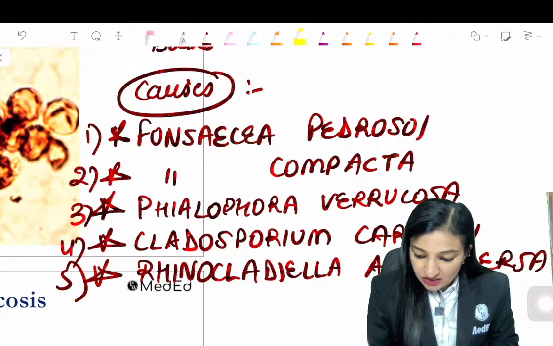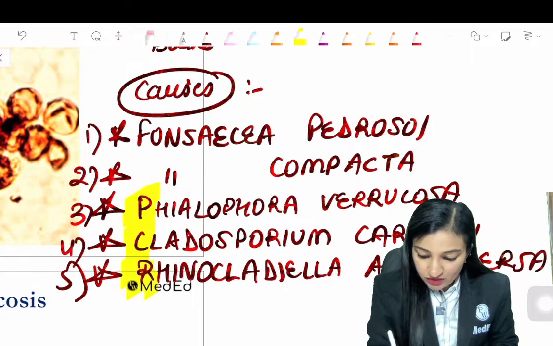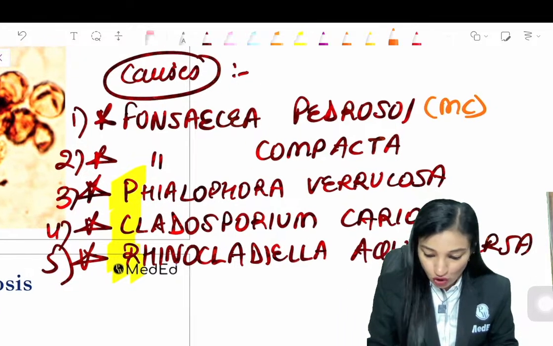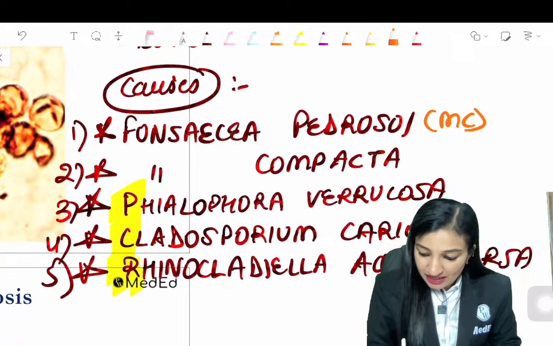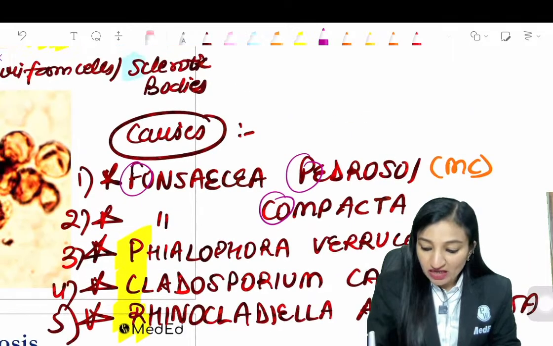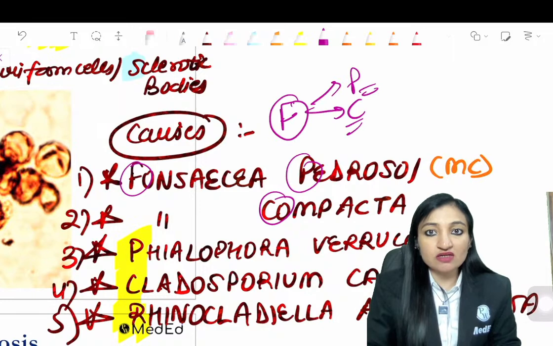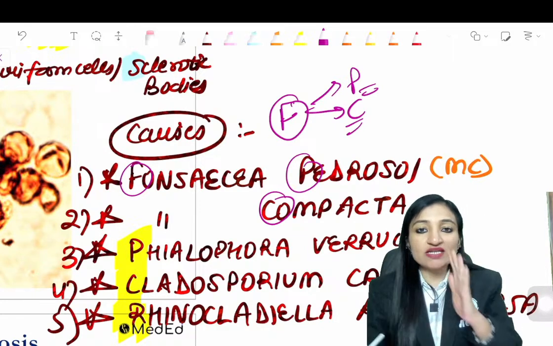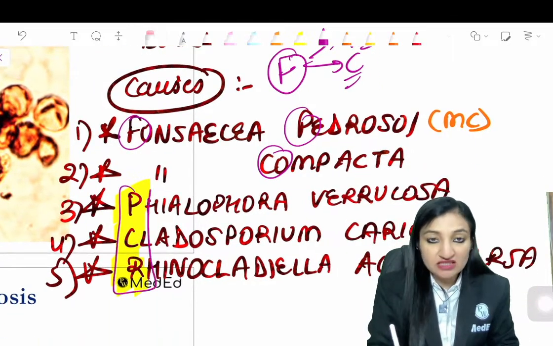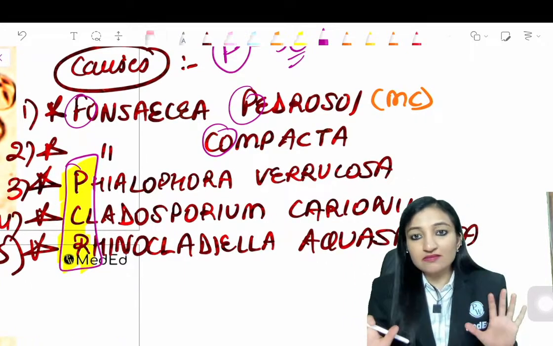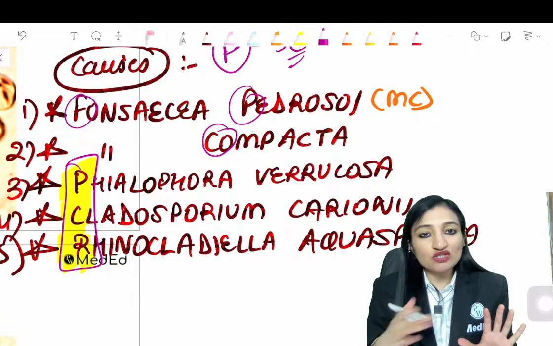3, 4, 5, just remember them as PCR. First is Fonsecaea pedrosoi, which is most common, so that's why I wrote it at the top. Let me encircle this. F for Fonsecaea, P for pedrosoi, C for compacta. F for Fonsecaea is the name of the genus. Remember PC, Priyanka Chopra or personal computer, whatever you like. P for pedrosoi, C for compacta, and then we have PCR. Little petrifying names, I agree, but as I said, it's going to be an MCQ exam. You just have to mark the answer.